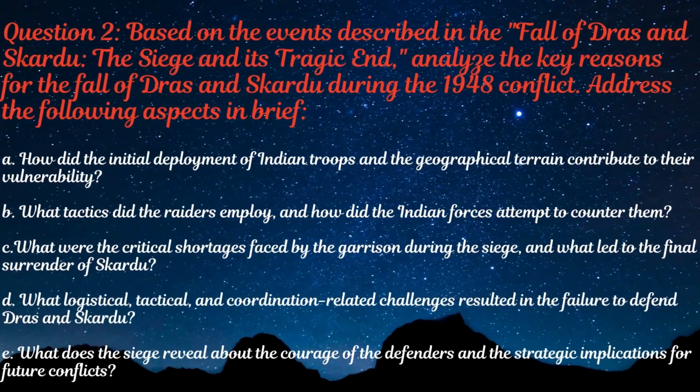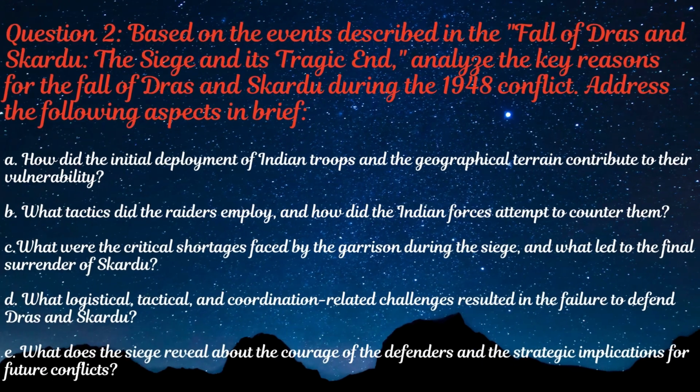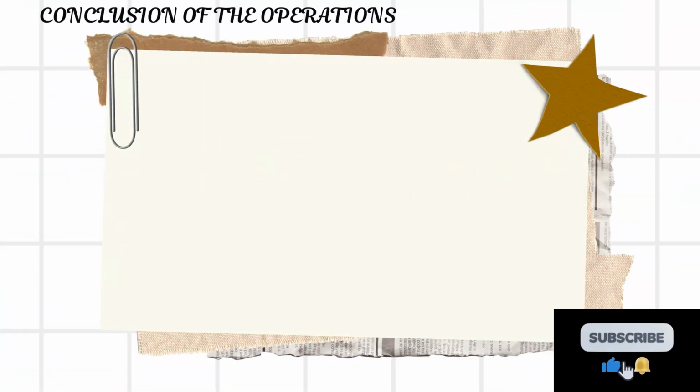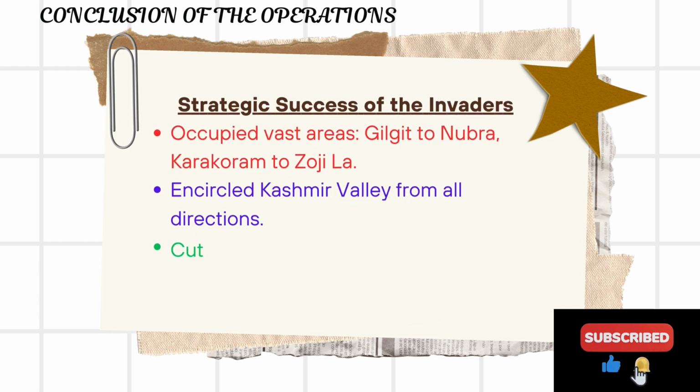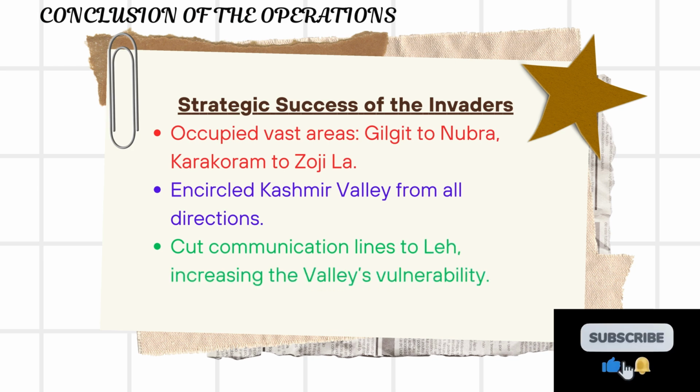Alright, dosto, let's move to the last segment, the conclusion of the operations, focusing on the strategic success of the invaders during the 8-month campaign. Over this period, the raiders managed to occupy a vast and strategically critical region, extending from Gilgit to Nubra and from the Karakoram to Jojila and Guras. Their territorial gains effectively surrounded the Kashmir Valley from the north, east, west, and southwest, creating a highly vulnerable situation for Indian forces.